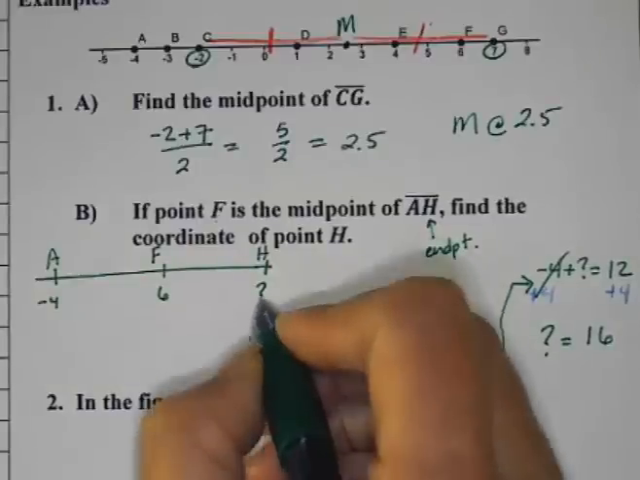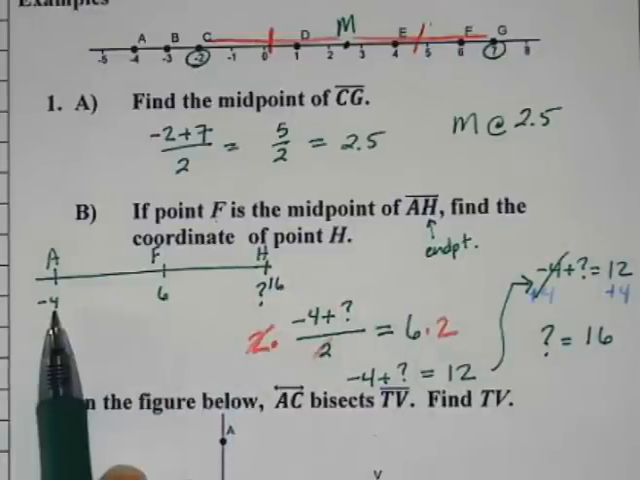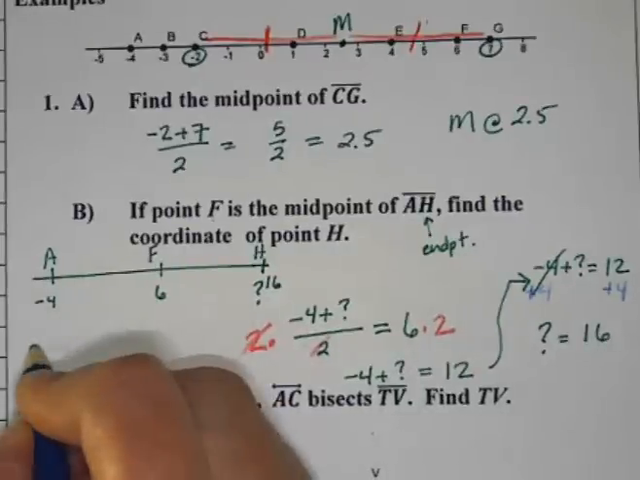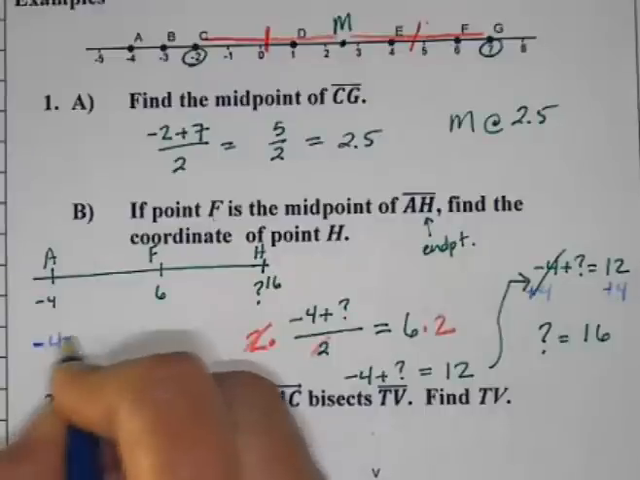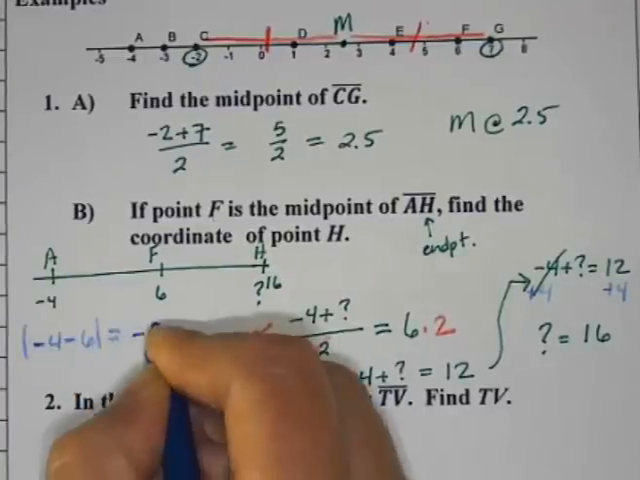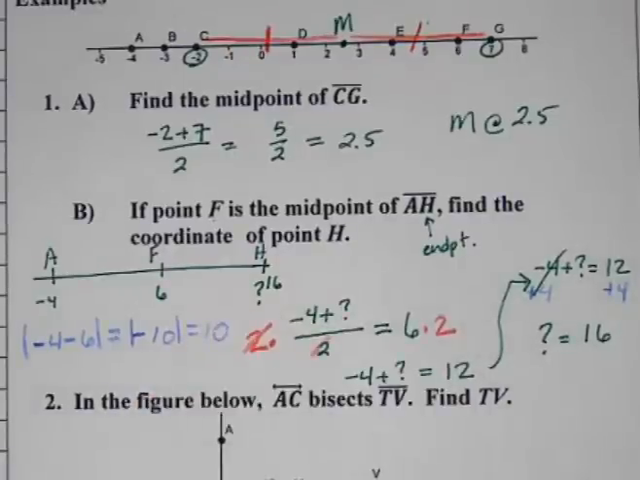So that would be my location for point H. H would be at 16. Let's see if that checks out. How far apart is -4 from 6? Remember our distance formula. If we do the distance from -4 to 6, we subtract those and take the absolute value. -4 minus 6 is -10. And so that distance is 10.